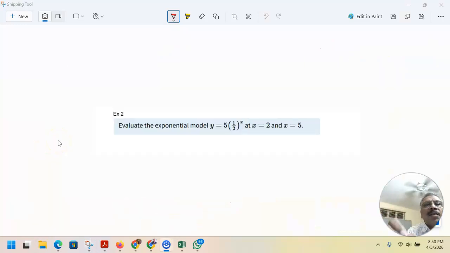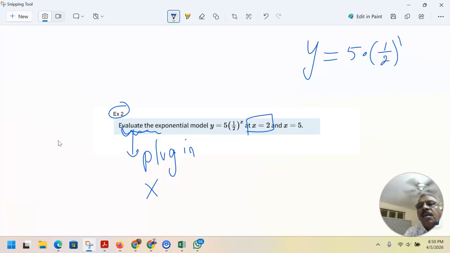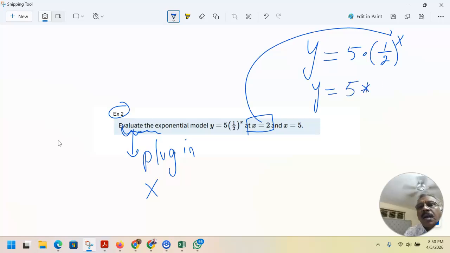Okay, so this is example number 2. All you need to do is evaluate. Evaluate basically means you plug in. What are you plugging in? Plug in the value of x. So the first one says plug in x equals 2 in the exponential model. It is 5 times half raised to x. Okay, so x is replaced by 2. So this becomes y equals 5 times half raised to 2.